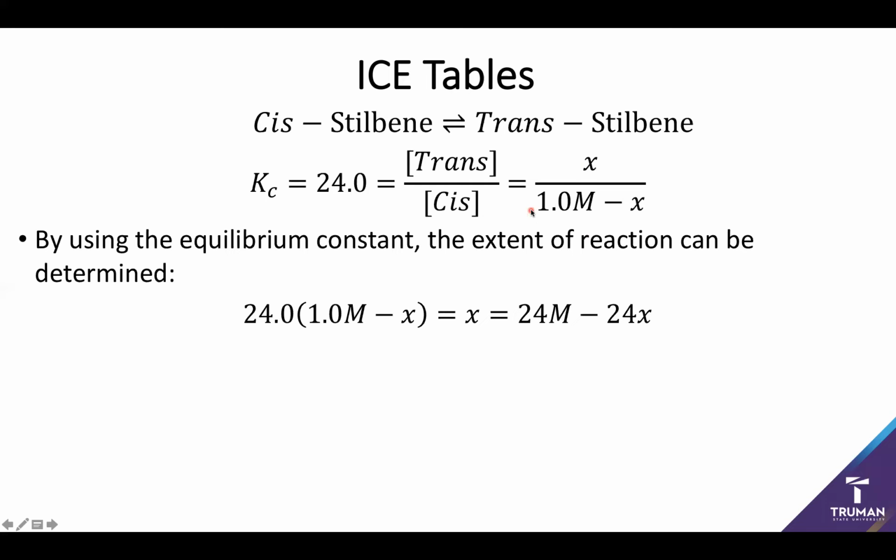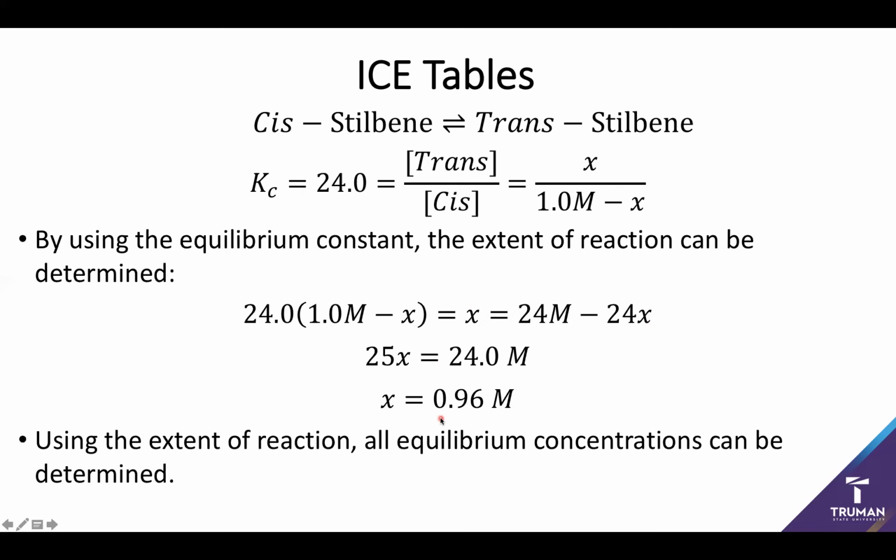So I can do that by moving my 1 minus X over to the left-hand side, so multiply both sides by 1 minus X. So when I've got 24 times 1 minus X equals X. So we can go ahead and distribute this 24, and we have X is equal to 24 molar minus 24X. So what we can now do is clump all of our X's to one side. So I'll add 24X on this side. That cancels out that value and turns this guy into 25X equals 24 molar. So then I divide both sides by 25, and it turns out X has a value of 0.96 molar. So yay, I know my extent of reaction.